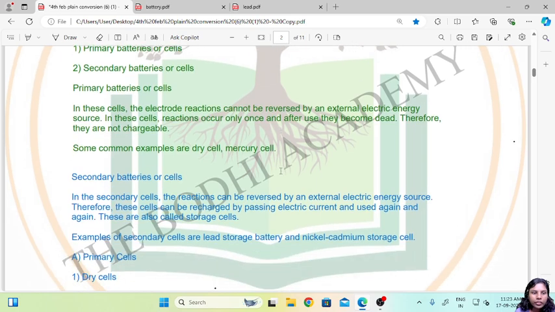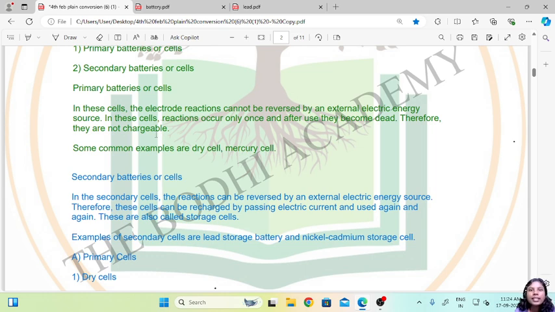In primary batteries, the electrode reactions cannot be reversed by an external electrical energy source. So what we are saying is that in primary batteries, the electrode reactions that occur cannot be reversed if we apply an external source of energy. They are irreversible reactions at the electrode. In these cells, reactions occur only once and after use they become dead. Therefore, they are not chargeable.